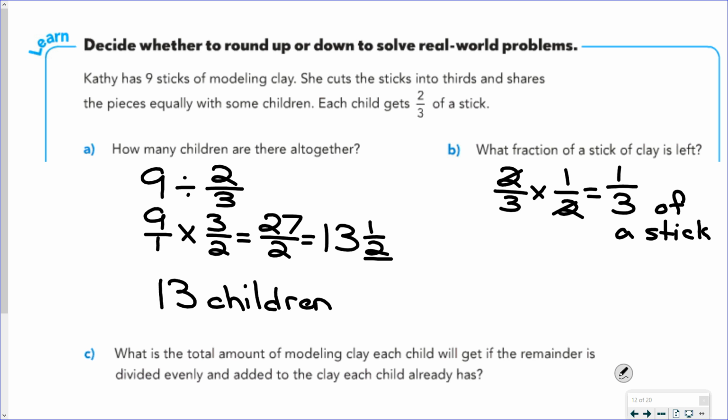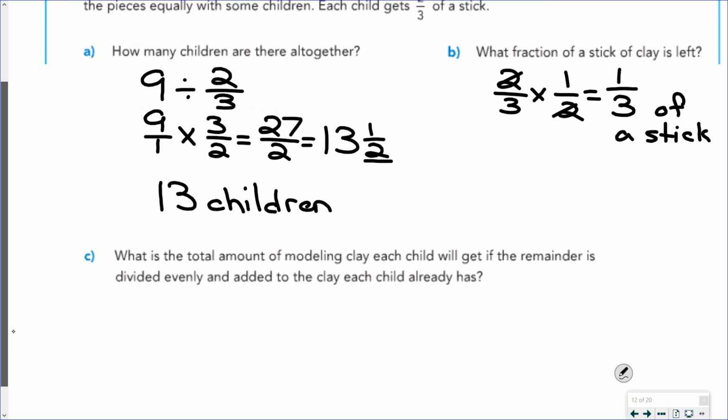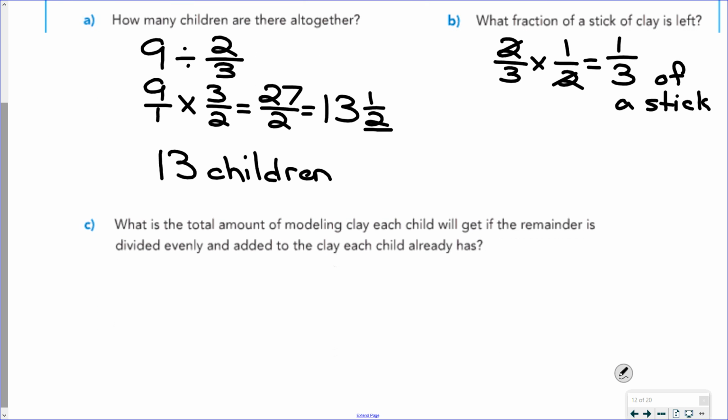Okay, I need to scroll down here a little bit to get to part C. We can still see most of our work there. Part C says, what is the total amount of modeling clay each child will get if the remainder, which is our answer to part B, 1/3, is divided evenly? Now we're dividing it amongst the number of children we have. So it's going to be 1/3 divided by 13, or in other words, our answer to B divided by our answer for A.